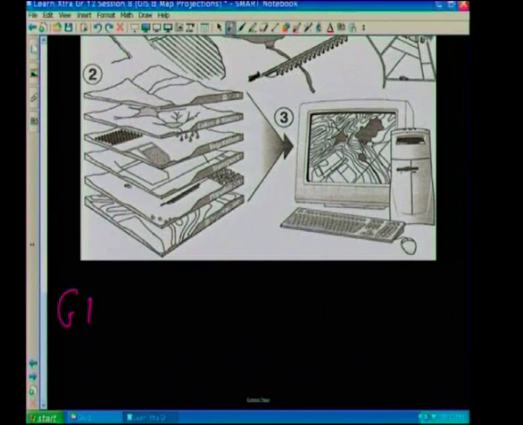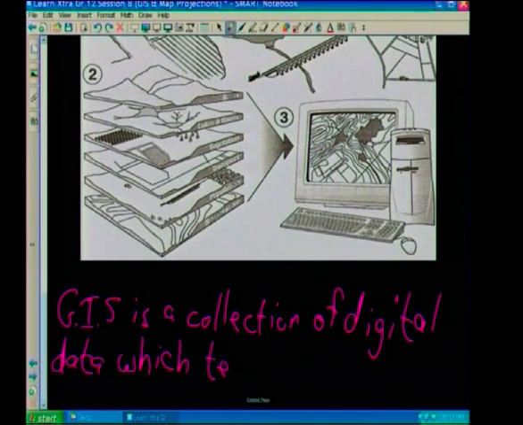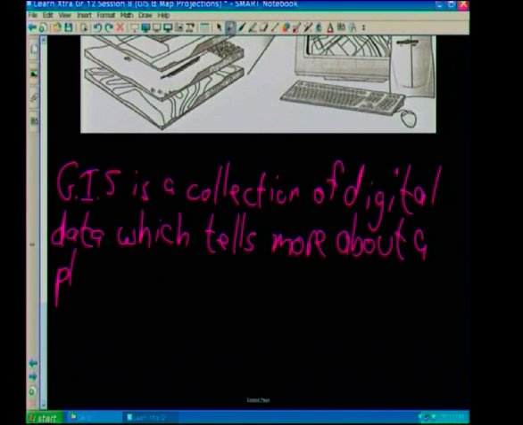Okay, I'm going to go down here and extend this page. I could then say GIS is a collection, I'm putting it in my own words, a collection of digital data which tells you more about a place or location. All right? That could be a simpler version of the definition.